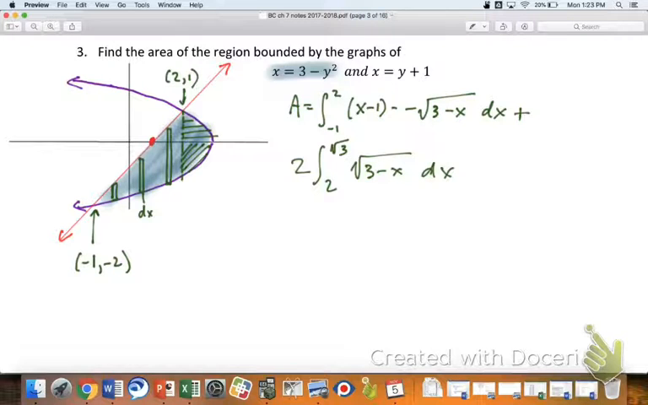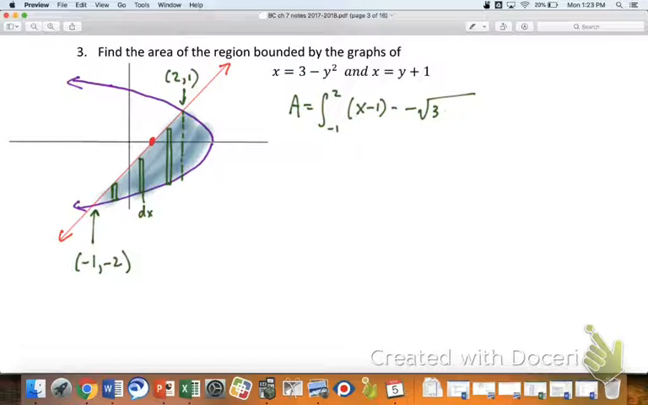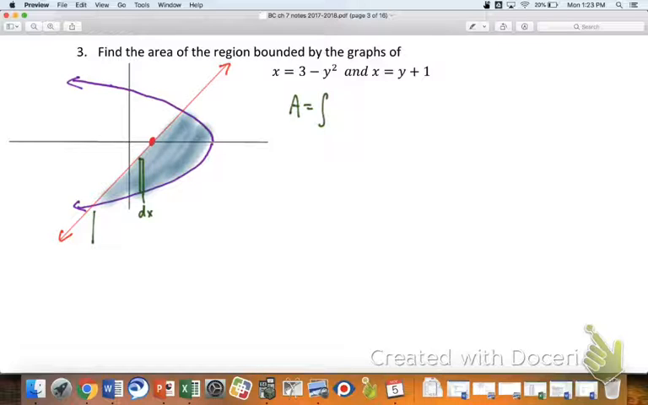It would be less desirable. So if we get rid of all this stuff and do what we probably should be doing, instead of doing a vertical representative rectangle, I'm going to do horizontal. And there we go. So this is still (-1, -2), and this is still (2, 1). But now I'm going to go horizontal with a dy.